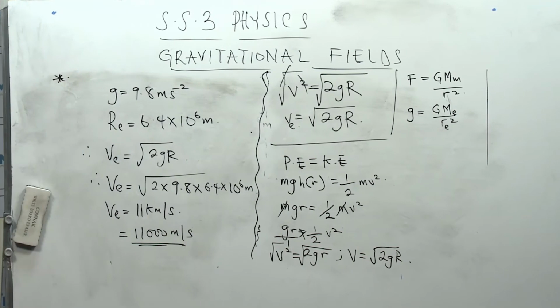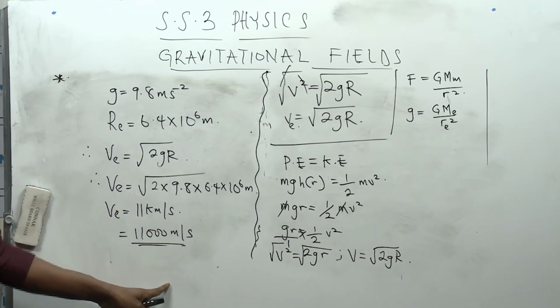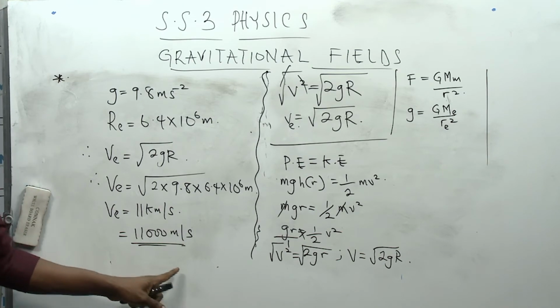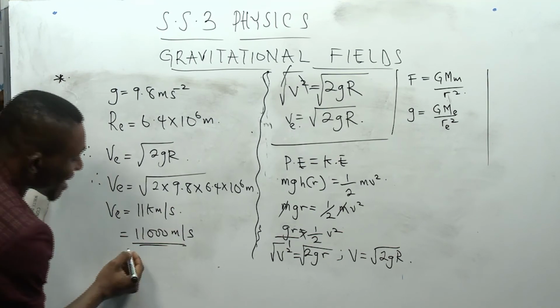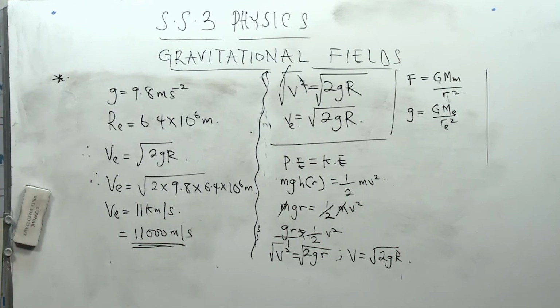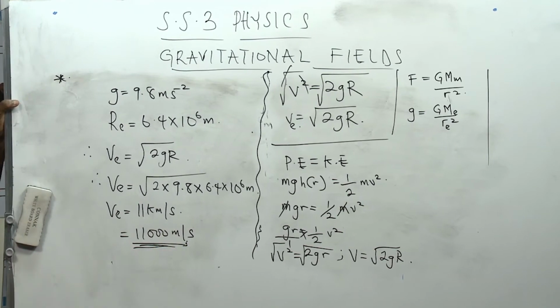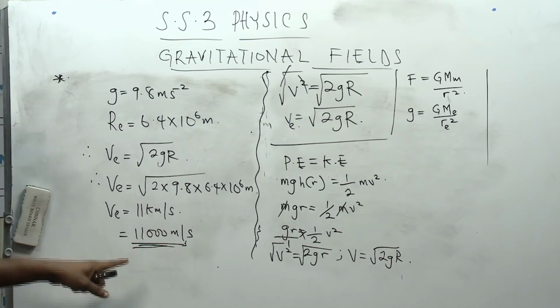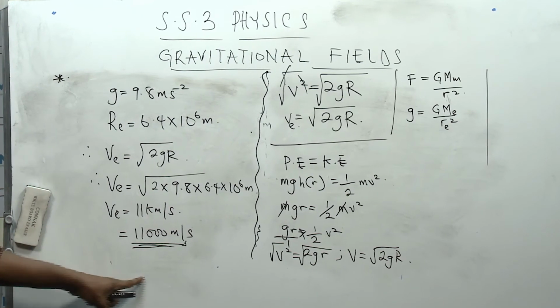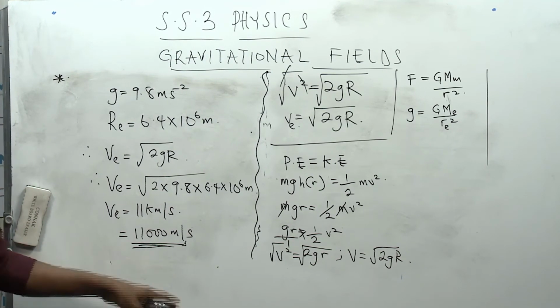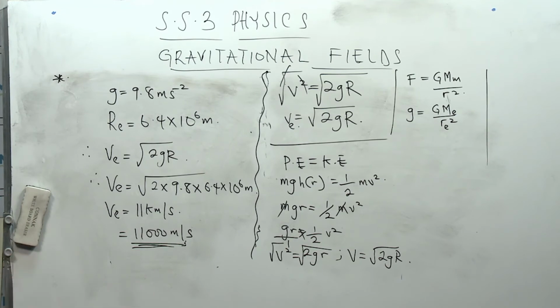So that means that if I want to launch a satellite or a rocket into space, I must give it a velocity greater than the escape velocity, because the escape velocity is said to be the minimum velocity required to launch an object into space. So if the velocity of the satellite is less than this, then it's going to come back to the surface of the Earth. But if we give it a velocity greater than this, that means that it's going to escape the influence of the Earth's gravitational force.